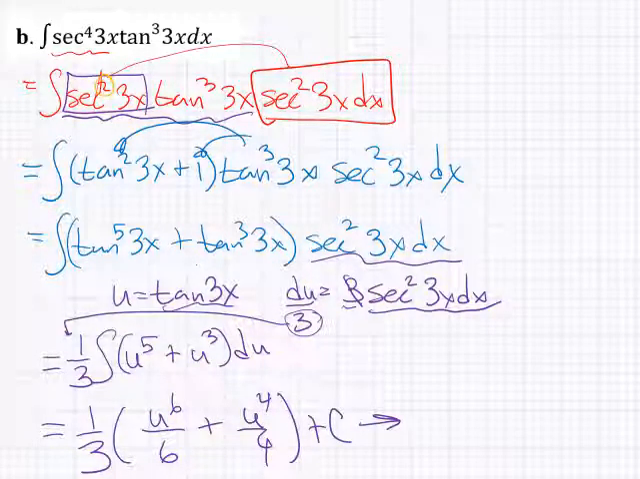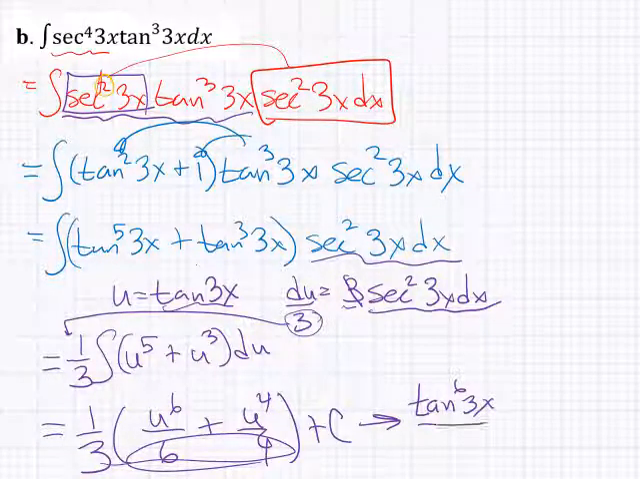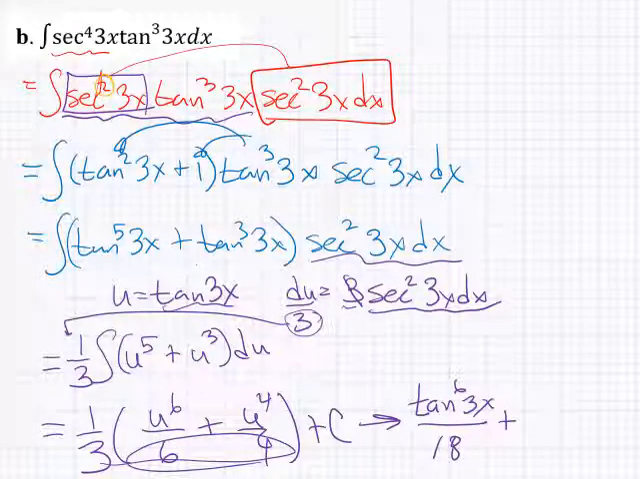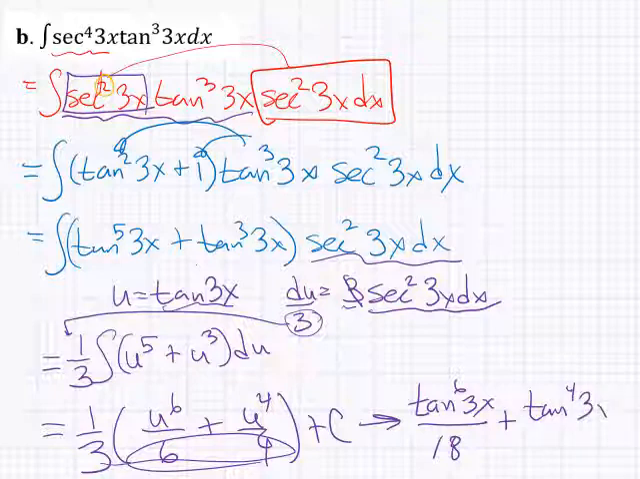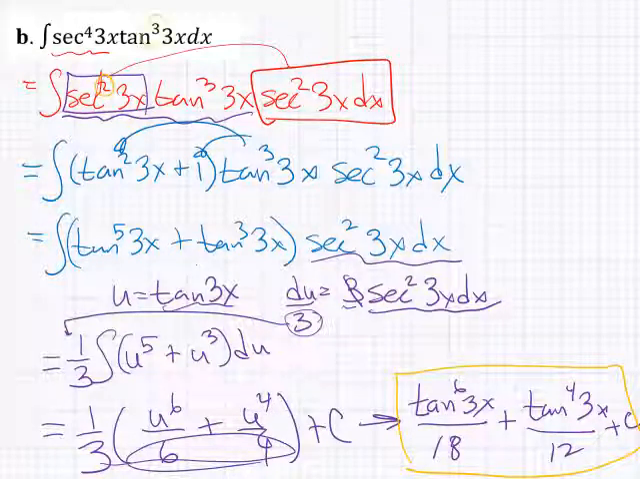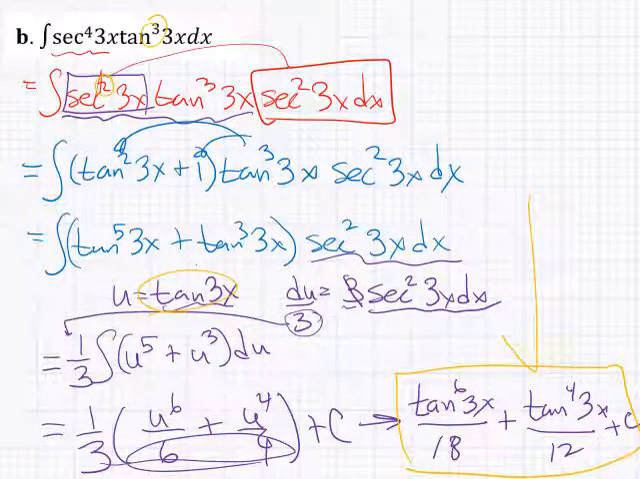Resubstitute. I'll multiply this 3 through the denominator. So I end up with tan to the sixth 3x over 18 plus tan to the fourth 3x over 12 plus c. And there's your answer. Okay. Again, I could have done it with tan to the odd power. My answer would have looked different because of how I would have assigned my u's and my du's. Not that the answer is wrong, it's just a different form of this answer.